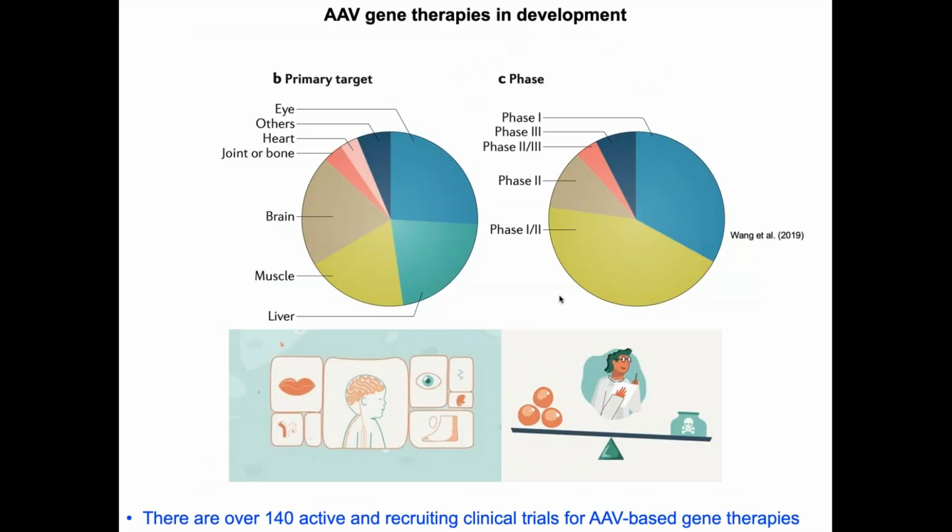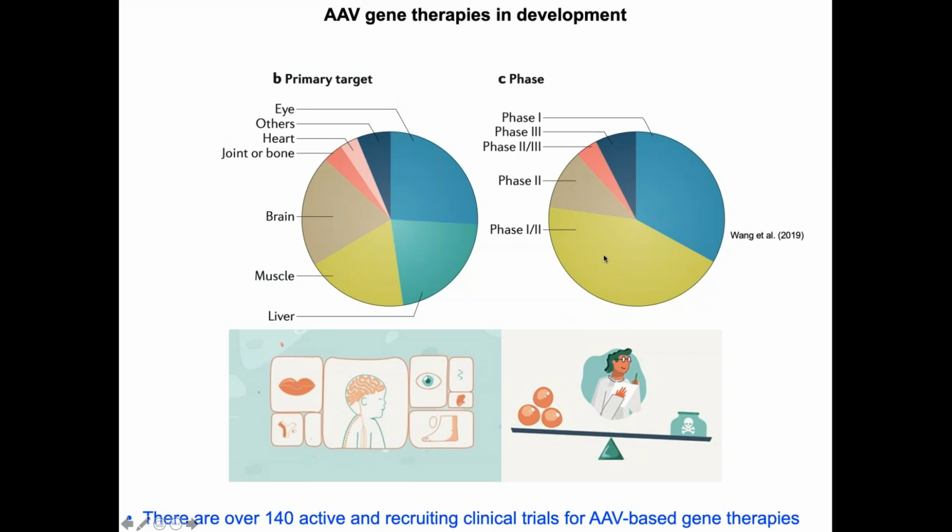clinical trials. So in recent years, AAVs have gained a lot of attention based on their overall safety and their efficacy. There are over 140 active and recruiting clinical trials for AAV-based gene therapies. The main tissues of target are the brain, the muscle, the liver, and the eye. And this is owing to the fact that the pre-existing capsids that have been discovered tend to be tropic to these tissues. AAV clinical trials are predominantly in the phase 1 and phase 2 steps. There are some that are in phase 3 clinical trials.